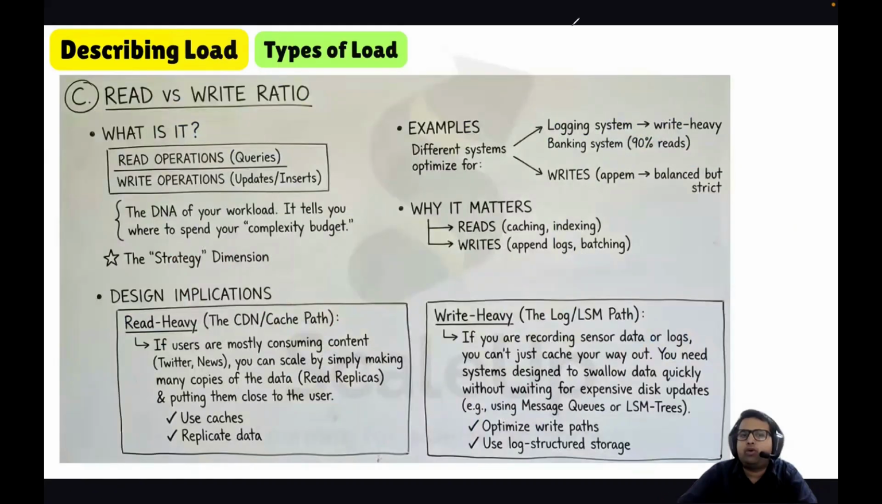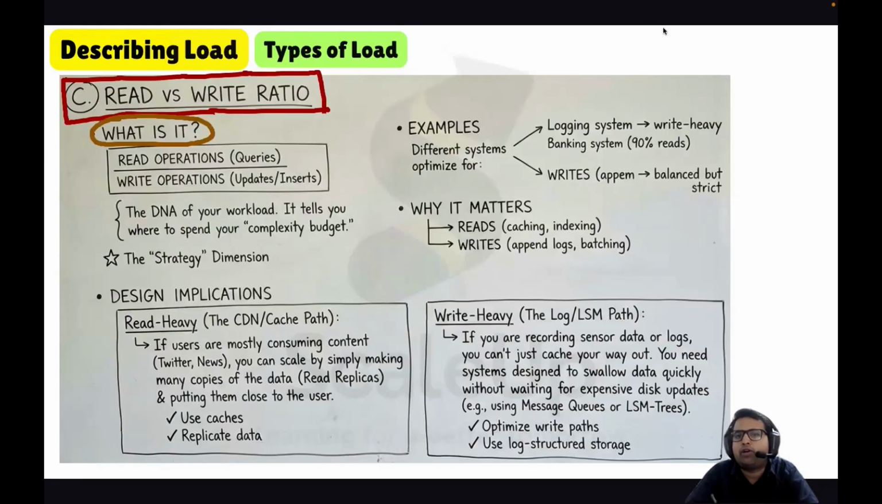Now we can describe the load as read-write ratio. So read-write ratio is also a type of load. Let us understand what the meaning of it is. What is read-write ratio? As the name suggests, it is the ratio between the read operation and the write operation. Read operation is basically the queries, and write operation is basically the updates, the inserts. So read-write ratio is the DNA of your workload.